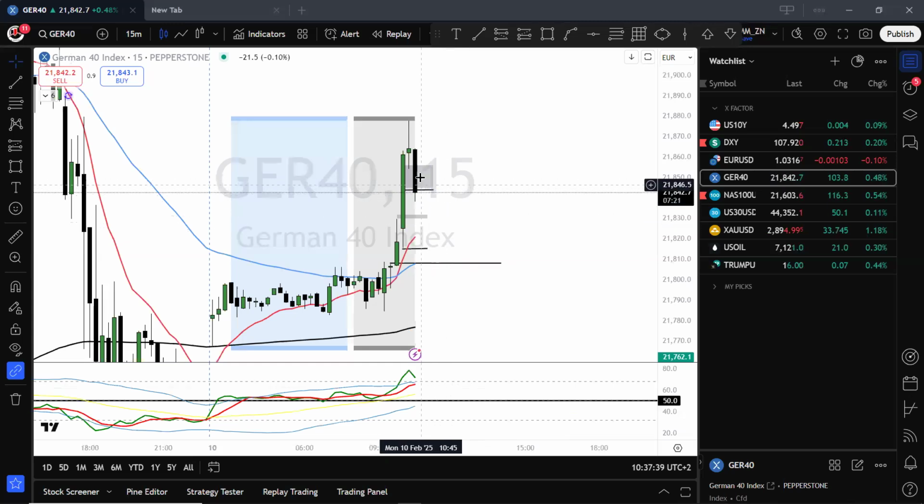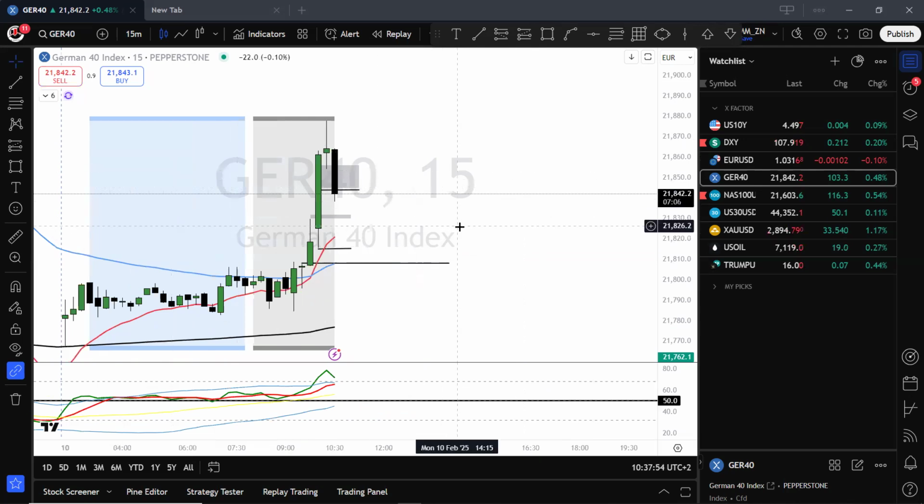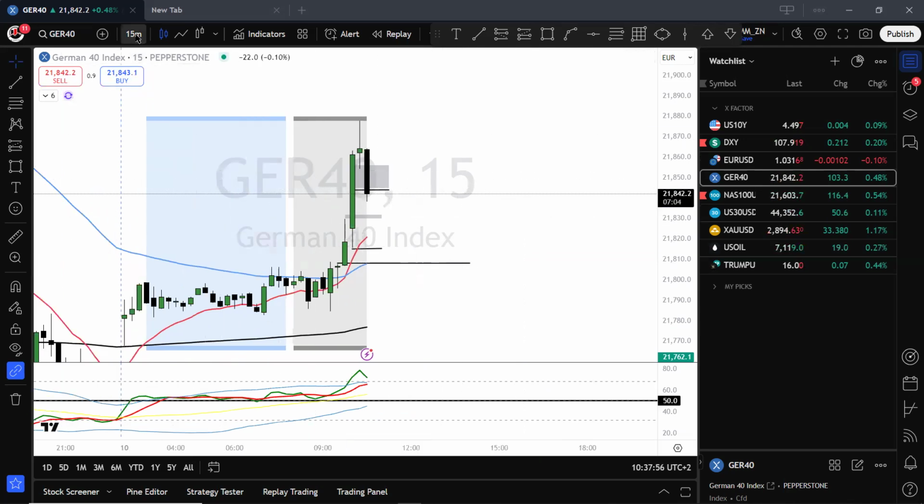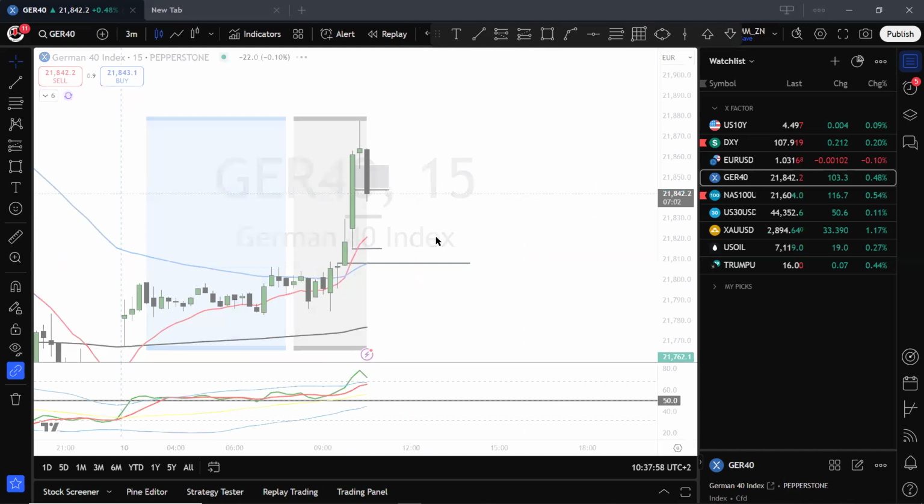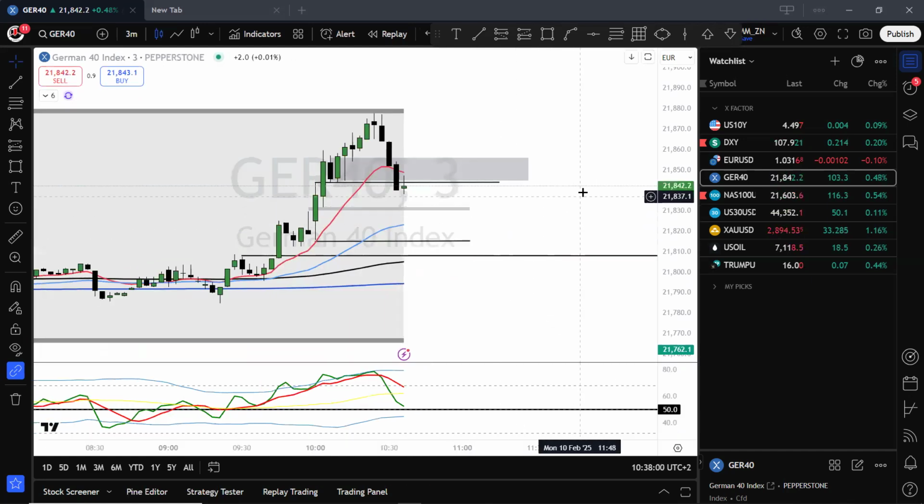If we're going to get a reaction, then you get an M3 zone being broken while price is coming to a higher time frame zone. The higher time frame zones are always strong. They are always stronger than the smaller time frame zones. So let's wait and see what the price wants to do here.